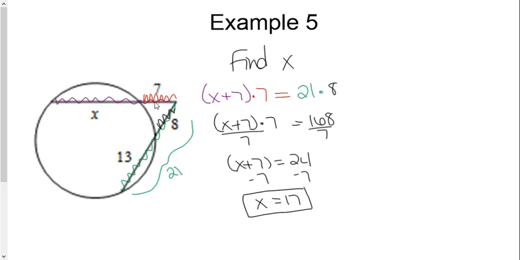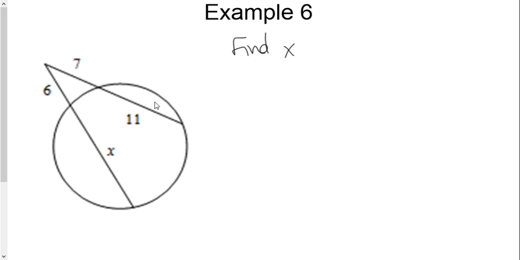So let's do one more example just like this. So again, we're going to find x here. So we need to start with the whole segment. So the whole length right here. We don't know it, so we have to add them. So the whole length is 6 plus x. I'm going to times this by just the outside piece, which is 6.